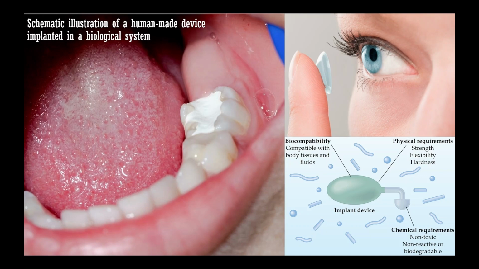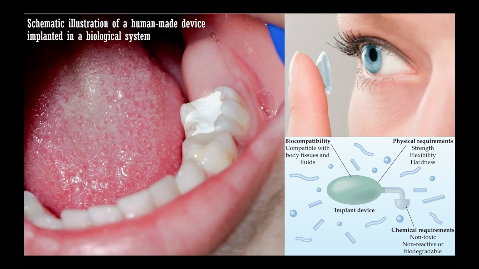to its application. For instance, a polymer used for disposable contact lenses must be soft and easily wettable, whereas a polymer used for dental fillings must be hard and wear-resistant. The most important factors influencing the choice of a biomaterial are biocompatibility, physical properties, and chemical properties, as illustrated in the right bottom corner of the screen. Specialized polymers have been developed for various biomedical applications.